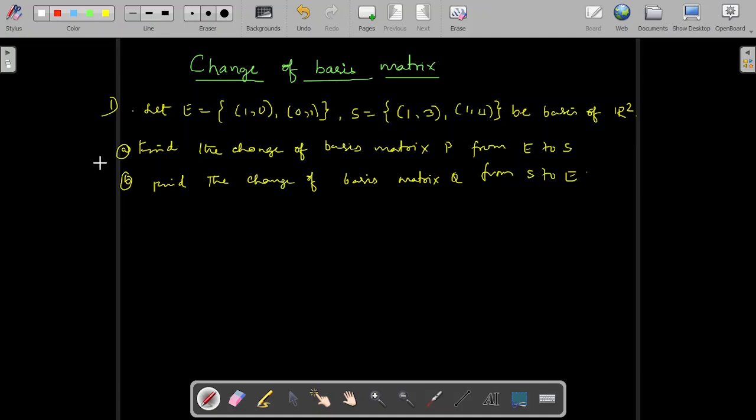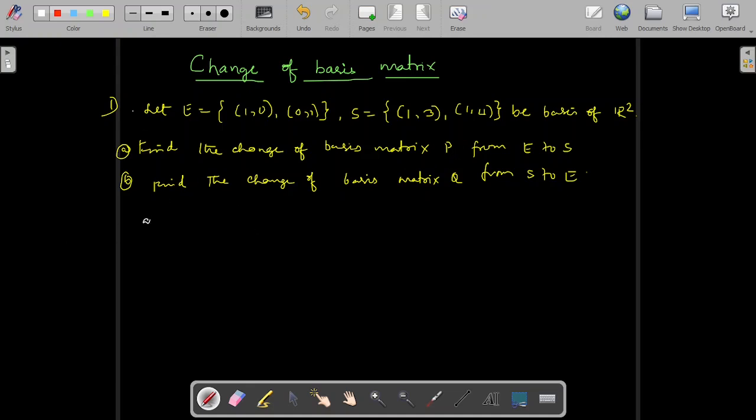Hello everyone. In this video, I'm solving some problems related to change of basis matrix. Here are two bases of R square. You have to find the change of basis matrix P from E to S and Q from S to E. When two bases are given, you know that one corresponds to one coordinate system and the other to another coordinate system. To communicate between these two coordinate systems, we use the change of basis matrix.